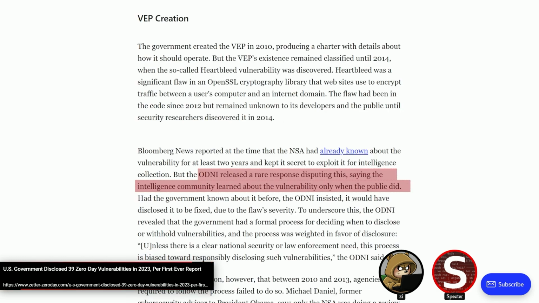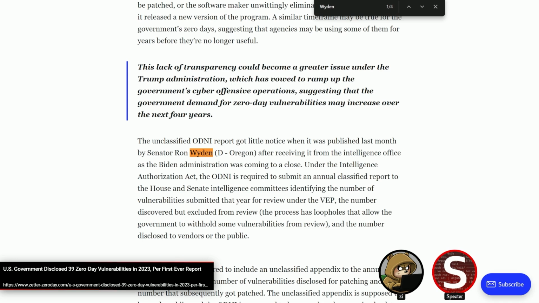Again, it's really hard to make these judgments because there's so much veil of secrecy around it, by design, of course. That's the whole intent of this report, which was declassified by Senator Wyden. He's been pushing for increased transparency into the process of vulns and how they're being used by government. I can't recall a time before where someone in a high position of government was pushing for that.